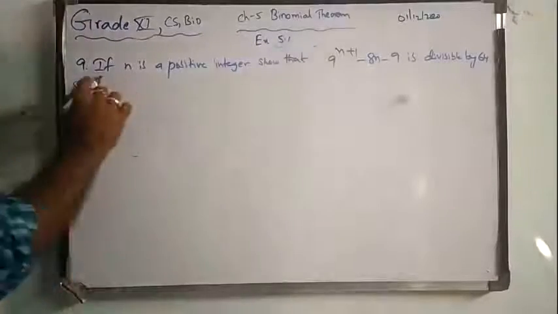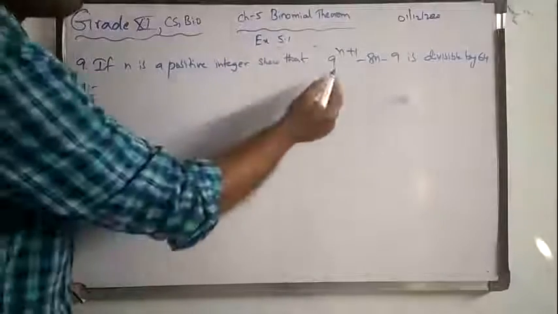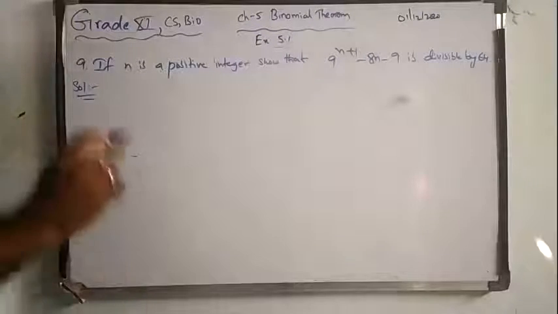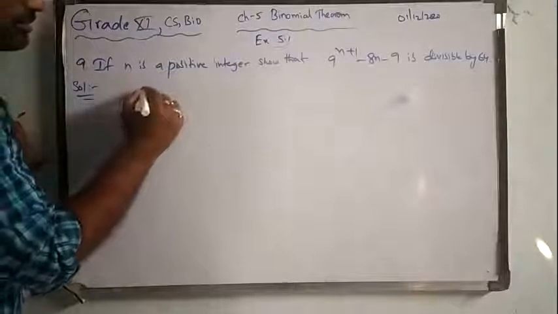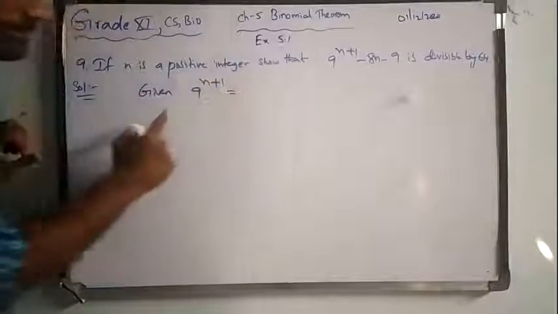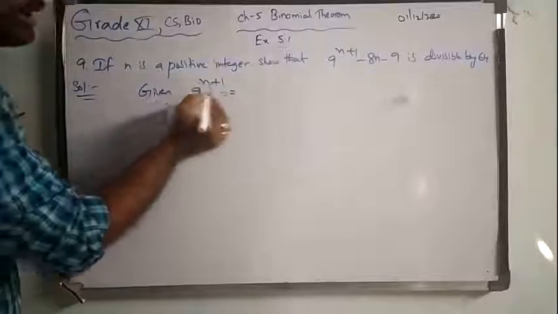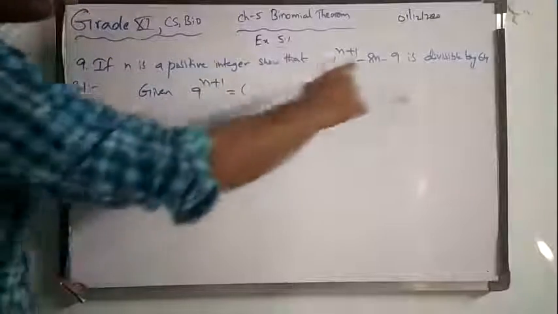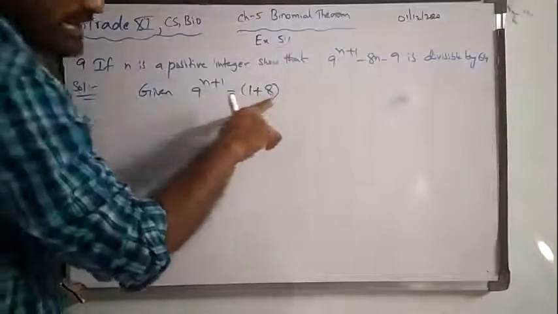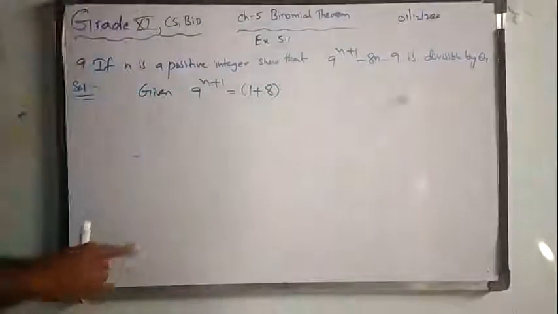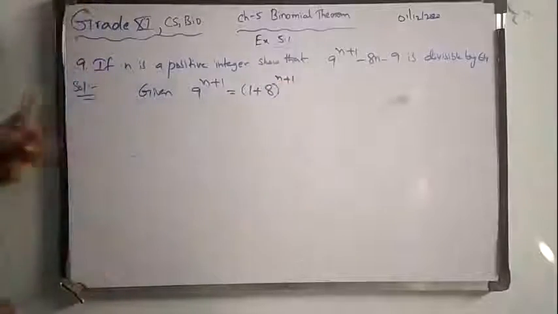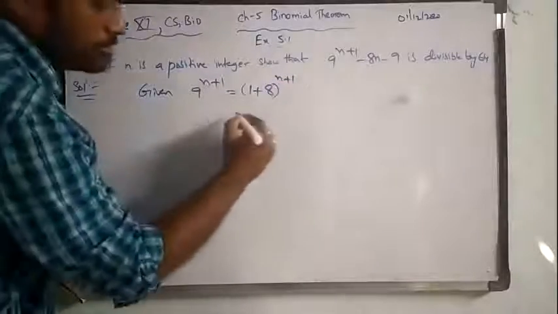Next, let us discuss the ninth question. If n is a positive integer, show that 9 to the power of n plus 1 minus 8n minus 9 is divisible by 64. Given 9 to the power of n plus 1, how am I going to write this 9? I can write it as 10 minus 1, or else 1 plus 8. I can write it as 1 plus 8. Why am I writing it as 1 plus 8? Because 8 square is a multiple of 64. So I can write it as (1 plus 8) whole to the power of n plus 1. Now it is looking like the (a plus b) whole to the power of n formula. I can use the binomial theorem.